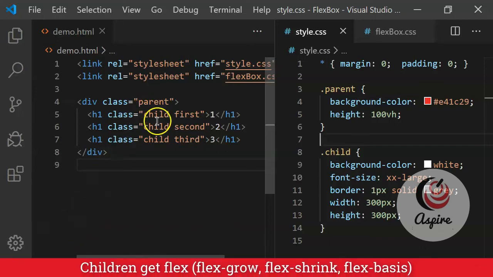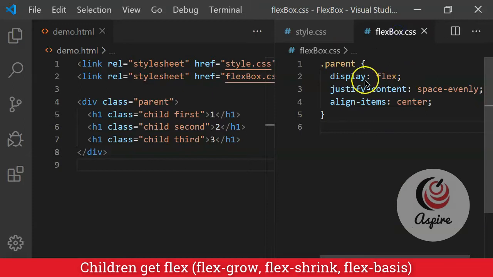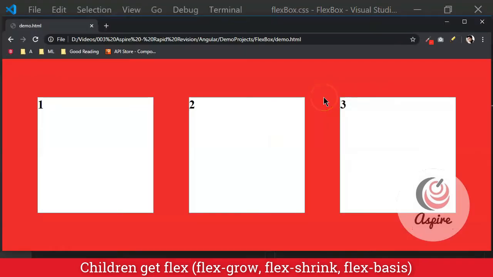So we have a parent and 3 children, and the styling is pretty basic as you can see over here. And I've also given that the parent should have display flex, justify-content space-evenly, and align-items equal to center. So this is how the page looks.